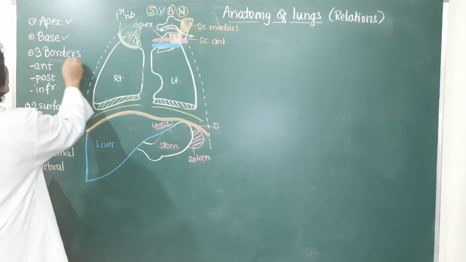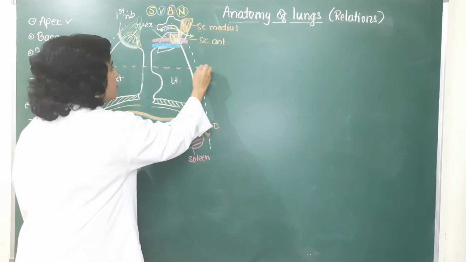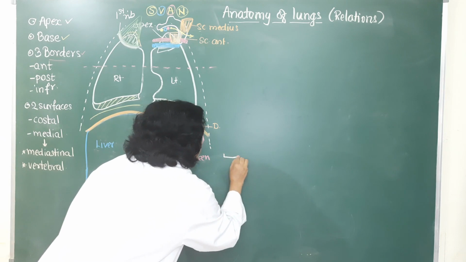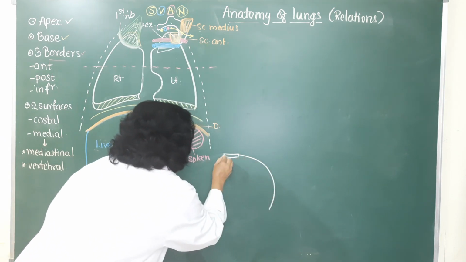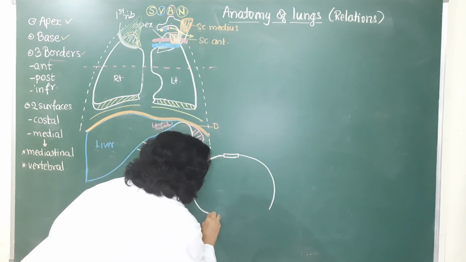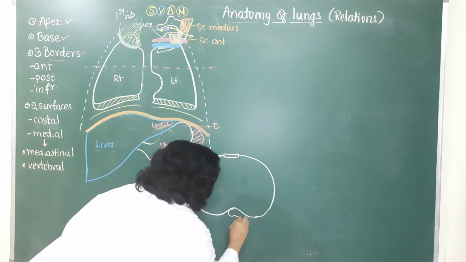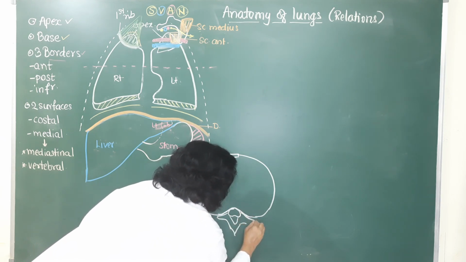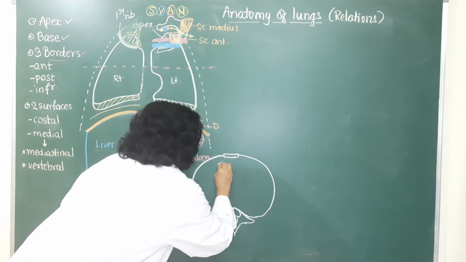Now coming to the borders. For the borders, we will take the transverse section of the lung passing through the thoracic cavity, and if you draw the section, it will be somewhat like this. Here posteriorly, you get the thoracic vertebra, body of the vertebra, transverse process of the vertebra, spine of the vertebra here, and here if you draw the outline of the lung it will be like this.